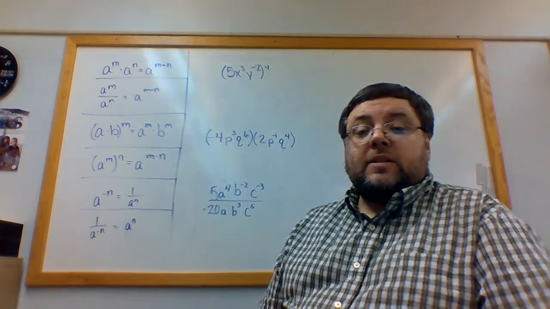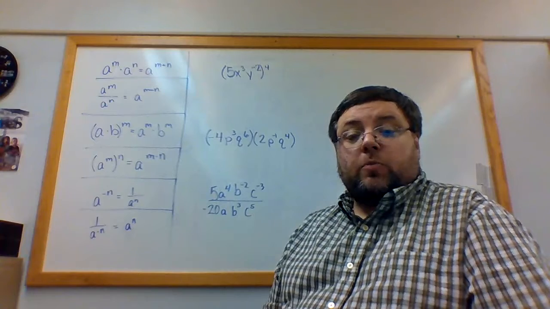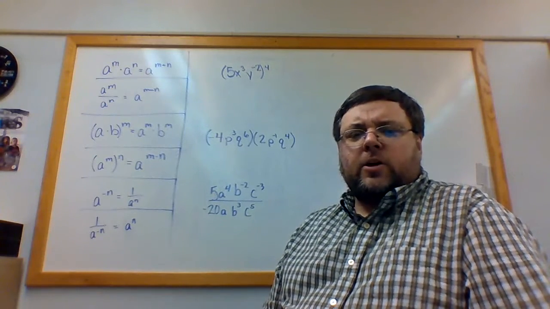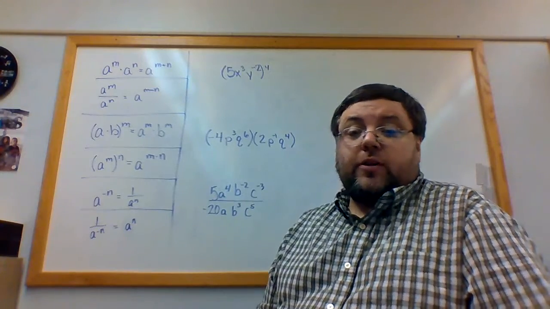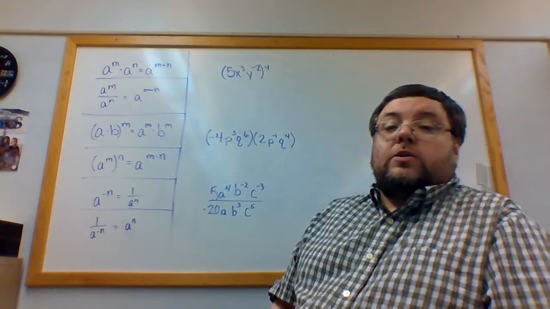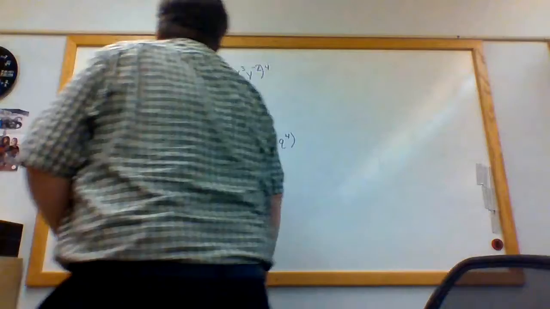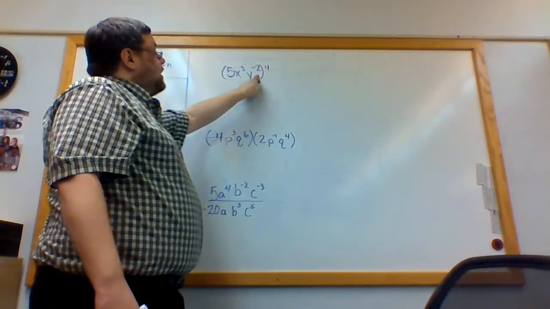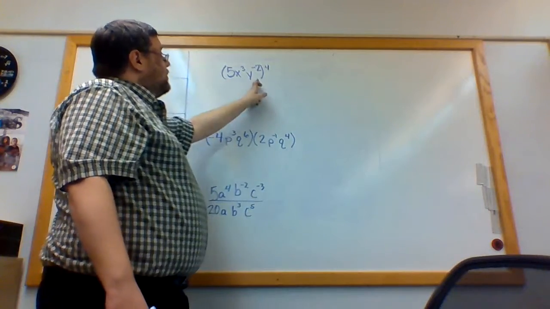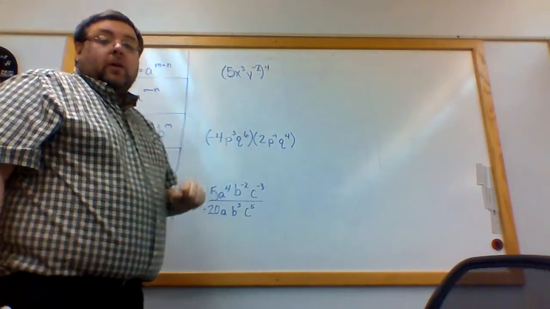All right, now we're going to try some examples with these properties of exponent problems that are based on using multiple properties together in the same problem. So they're a little more advanced. So in this first problem, we have 5x to the third power, y to the negative second power, all in parentheses, and then to the fourth power.